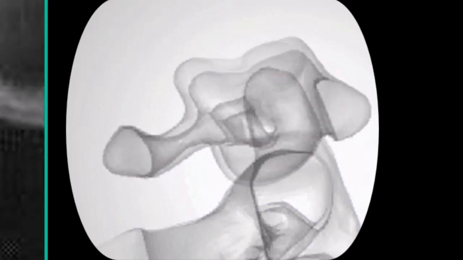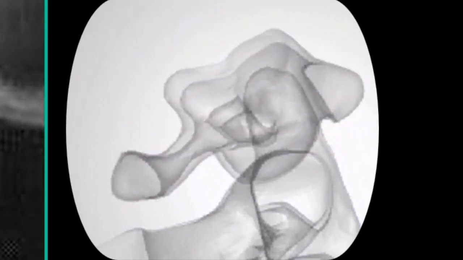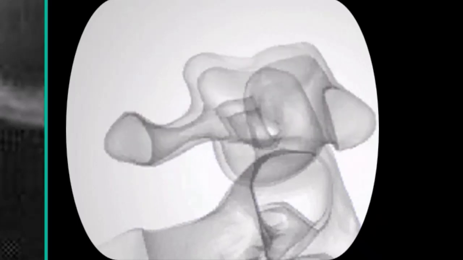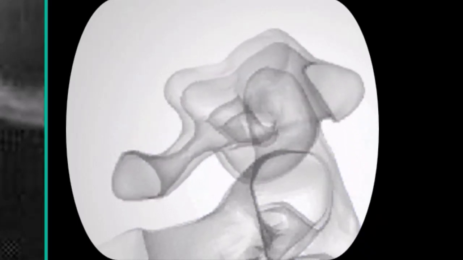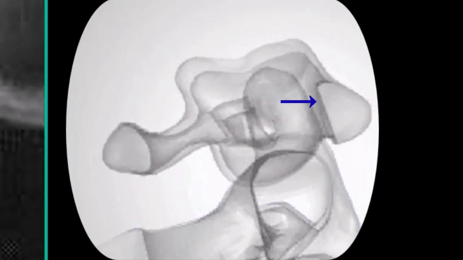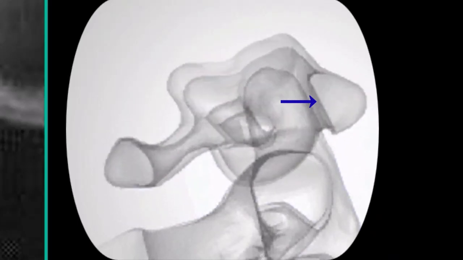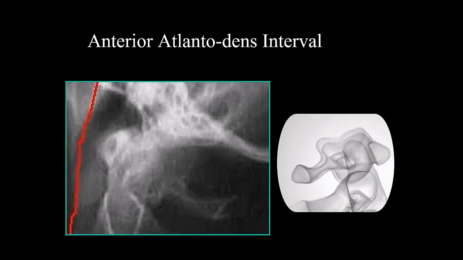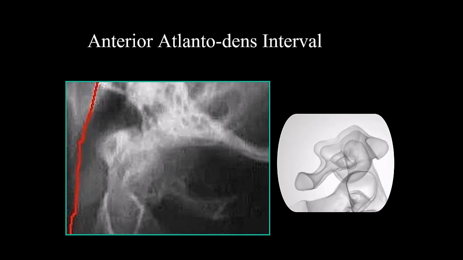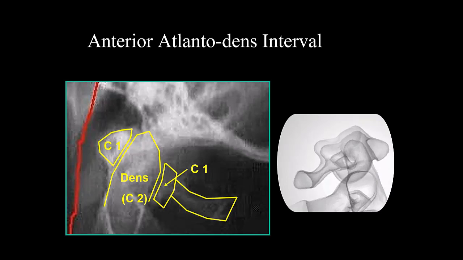Let's take a look at the anterior atlanto-dens interval. This is the space in front of the dens where the dens projects up through C1. So the dens of C2 is projecting through C1, and there is a space where the dens fits in. This would be 3 millimeters in adults and 5 millimeters in children.